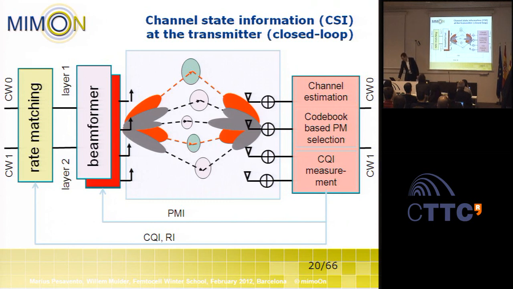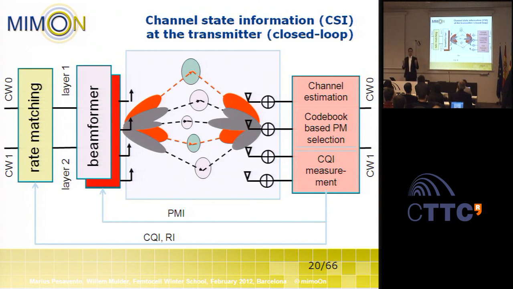And it could also figure out, this receiver can also figure out which rate, so which code rate and modulation scheme can be supported by each of these streams. So this information is generated at the receiver from channel measurements. At the receiver, a particular pre-coding matrix that shall be applied is selected from a codebook.